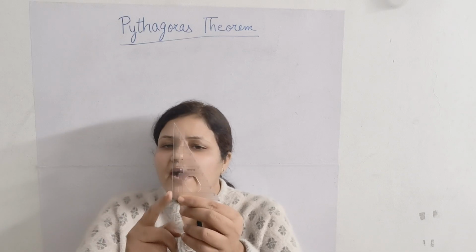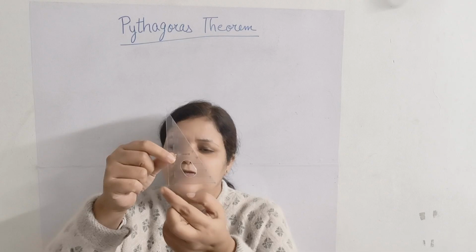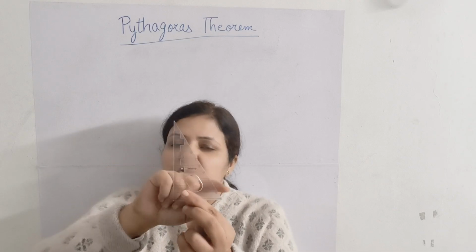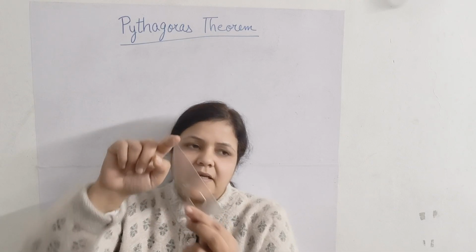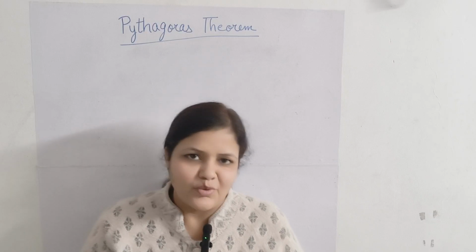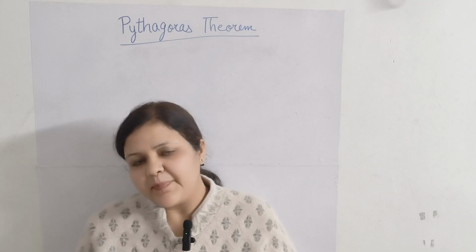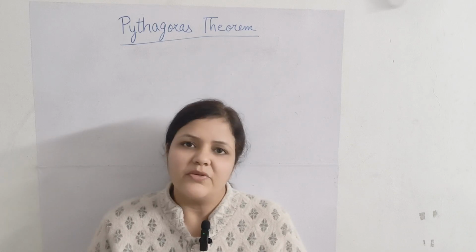Imagine a ladder placed against a wall. You know how high it reaches on the wall. You know the distance of the ladder from the wall, but you don't know the length of the ladder. So do we need to climb the ladder to measure its length? No. We use Pythagoras theorem. So let's see what exactly Pythagoras theorem is and how we use it in our daily life.